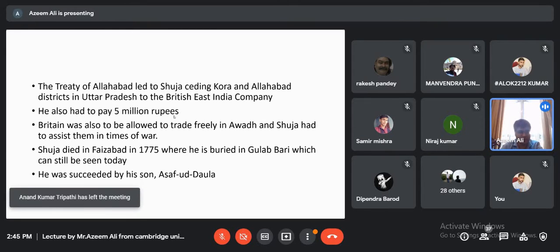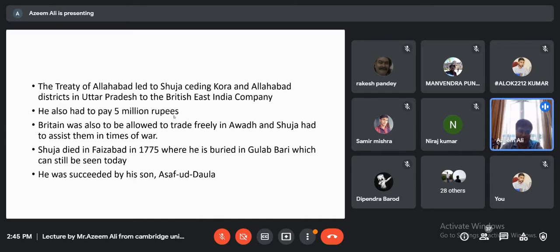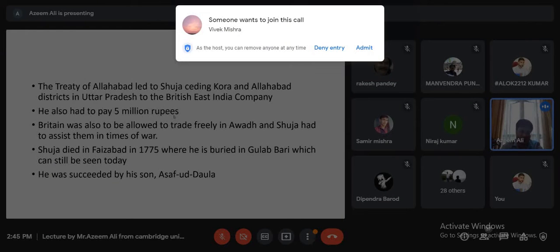And Britain were also to be allowed to trade freely in Awadh, and Shuja had to assist them in times of war. And he died in Faizabad in 1775, where he's buried in the Gulab Bari, which can still be seen today. And he was succeeded by his son, Asaf-ud-Dawla.